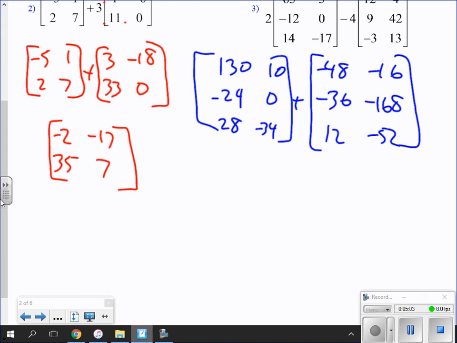So I just add the corresponding parts. 130 plus negative 48 gives me 82. Negative 24 plus negative 36 is negative 60. 28 plus 12 is 40. And then negative 16 plus 10 is negative 6. 0 plus negative 168 is negative 168. Negative 34 plus negative 52 is not negative 52 that I have down here in my notes. That's negative 86.